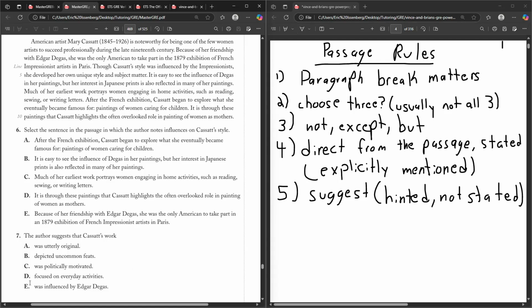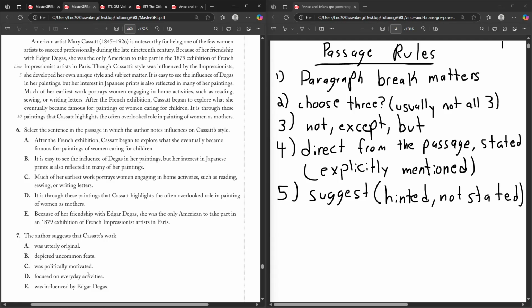Now, here are the two answers that I really want to boil down to. So E is saying was influenced by Edgar Degas. Most people pick this for this answer. Most people, I would say on number 7 that I've ever taught, pick E. They say, well, it shows up right here. It's easy to see the influence of Degas on her paintings. That would be the answer, right? Wrong. This is not an author stated question.